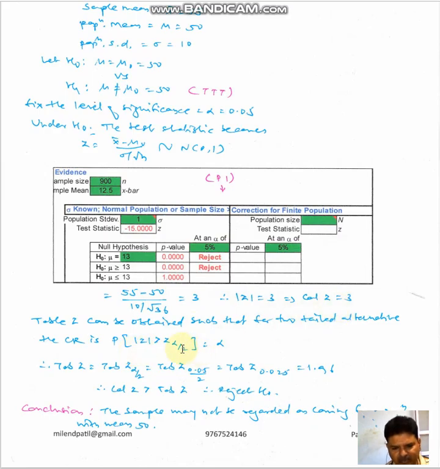Now the table value. Since a two-tailed test is there and the level of significance is 5%, table Z is 1.96. How does this 1.96 come? We have to take this value from the table. That I will show you in the next video. Calculated Z is 3, table Z is 1.96. Therefore, calculated Z is greater than table Z. We reject H naught. What is our conclusion? The sample may not be regarded as coming from population with mean 50.